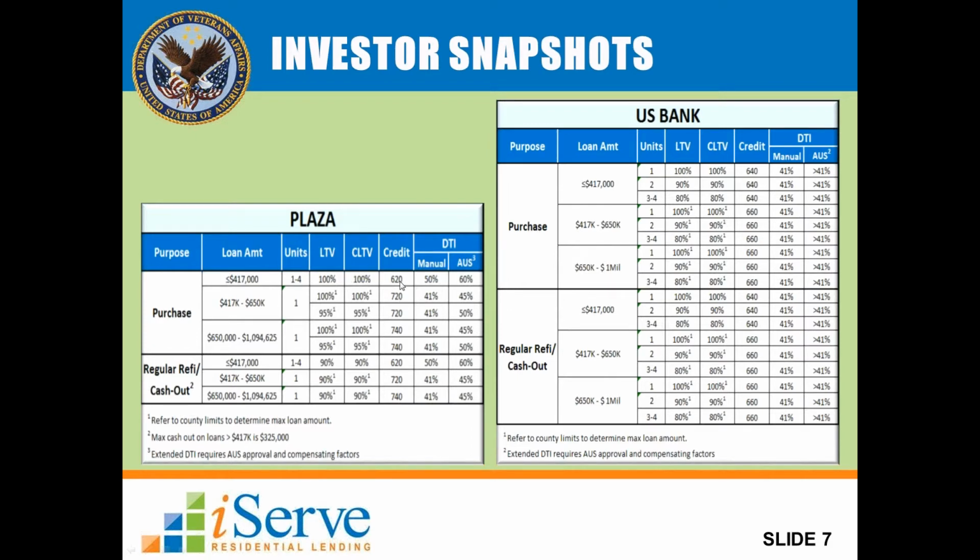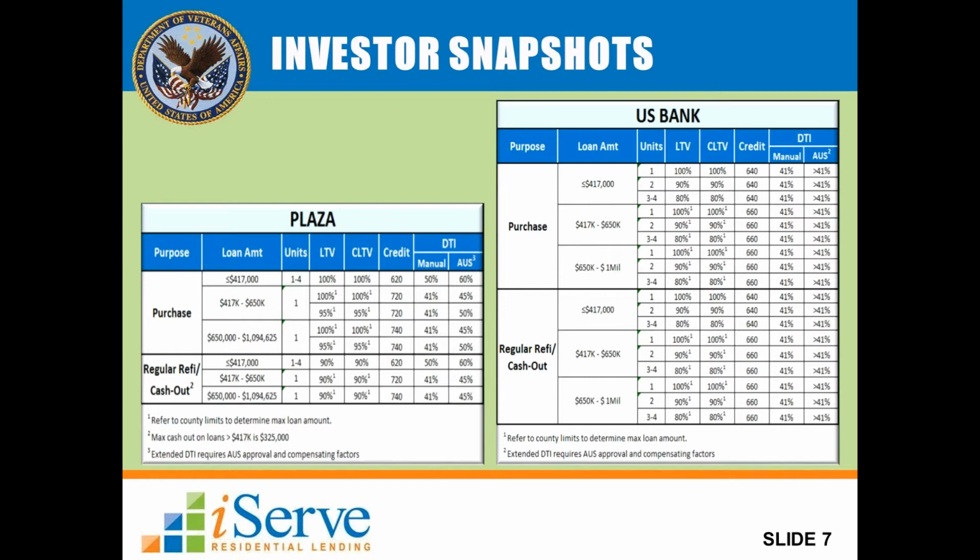They will go down to a 620 credit score, and then I'll point out the DTI and explain that a little bit more. Plaza will go to a 50% DTI on a manual underwrite. And I have to say that, of course, the first line of attack is to run a loan through AU. But you might find that there are going to be several instances where you have to do a manual underwrite on a VA.